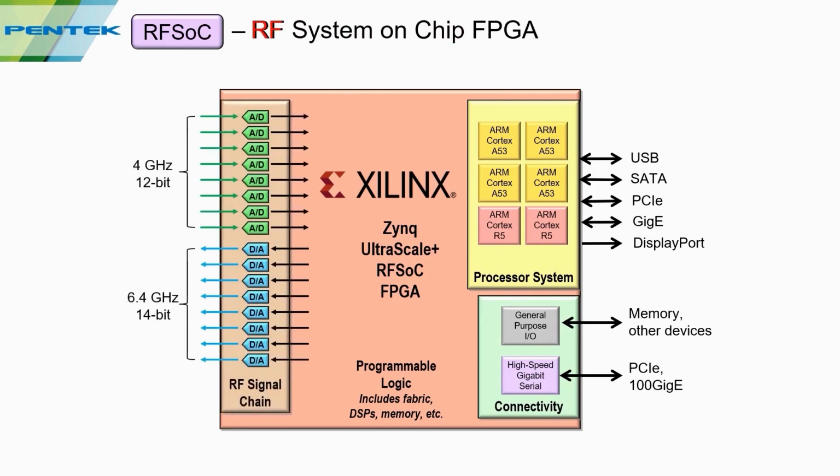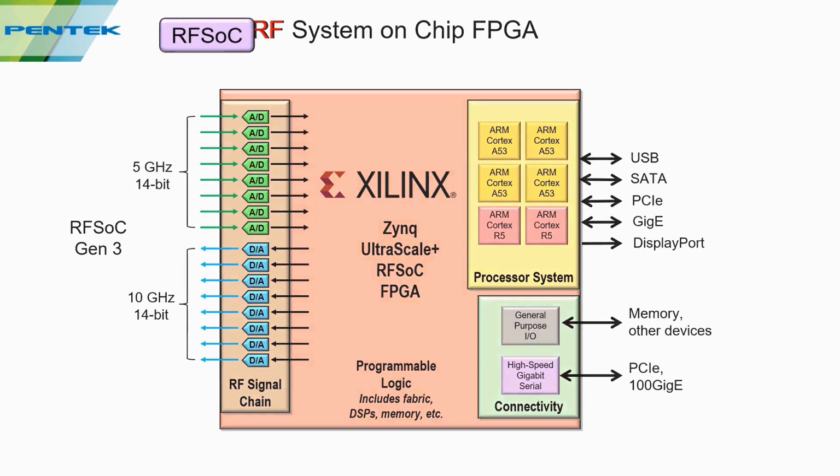The RF part of the RFSoC are the data converters. So there are 8 A to Ds running at 4 gigahertz at 12 bits, and 8 D to A's running at 6.4 gigahertz with 14-bit resolution. But as I mentioned earlier, Xilinx introduced their Gen 3 parts last year, and that upgrades the A to Ds to 5 gigahertz with 14 bits, and the D to A's are now up to 10 gigahertz.